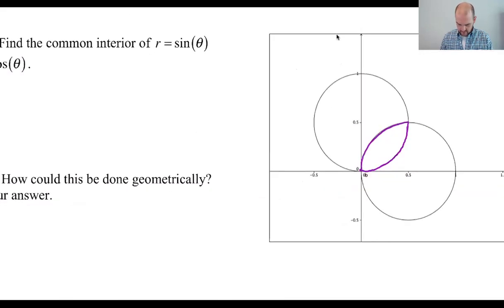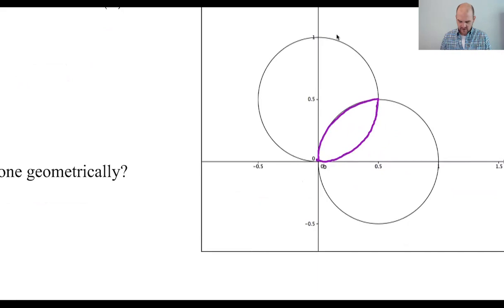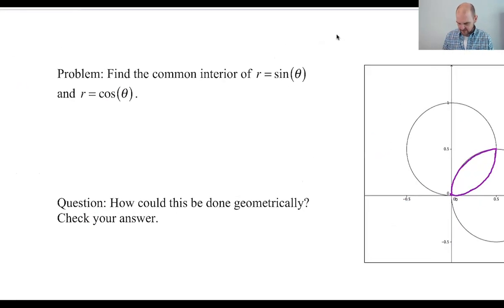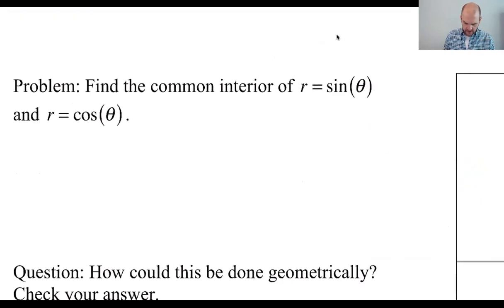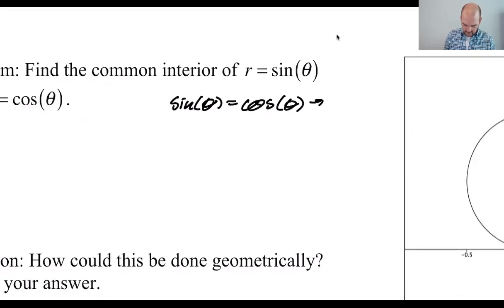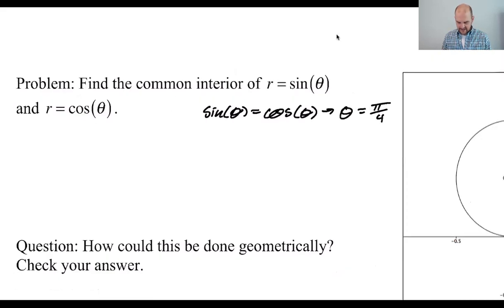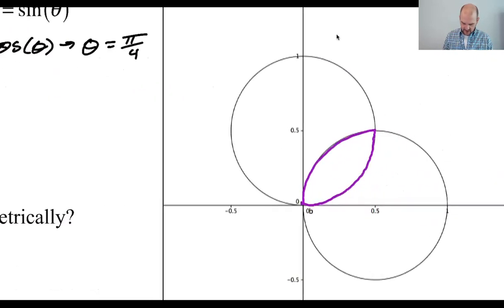So how are we going to find this? Well, when do these curves intersect? You can actually kind of see it. It's definitely at pi over 4. If we set them equal to each other, we would have sine of theta equals cosine of theta. And then you can solve this however you want to solve it. I'm going to solve it by thinking about the unit circle. Theta is pi over 4. That's the first time that happens. I really only need to know the first time it happens. So this is occurring at pi over 4.